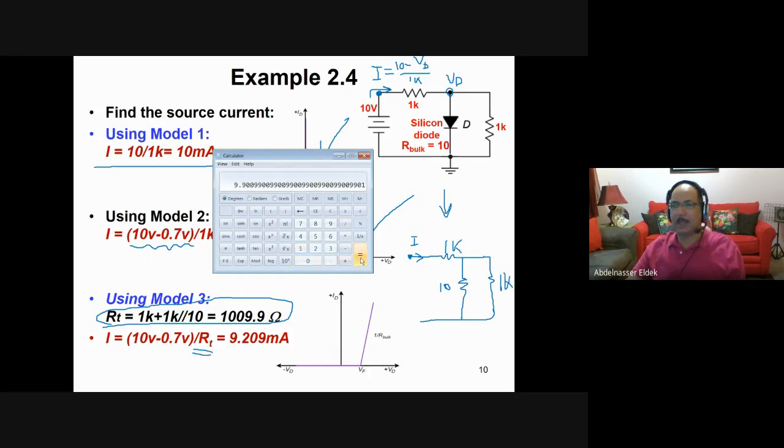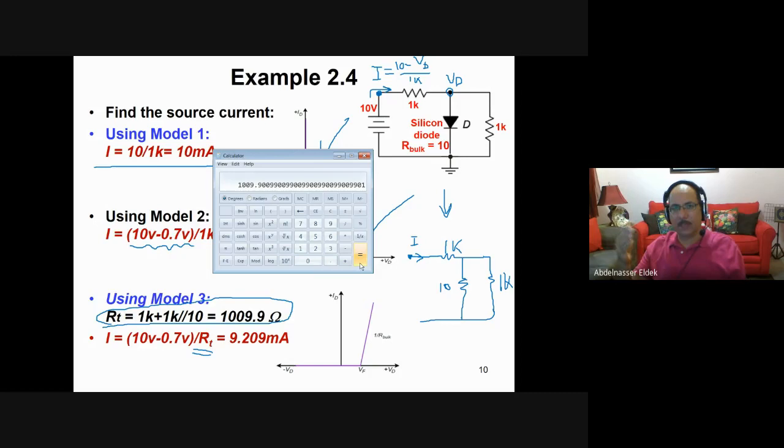So this is the resistance. Okay, this is a parallel connection here. Then you add this to 1K. So this is 1K parallel with 10. Then you add 1000. Then this is the resistance. It is 1009.9 ohm.